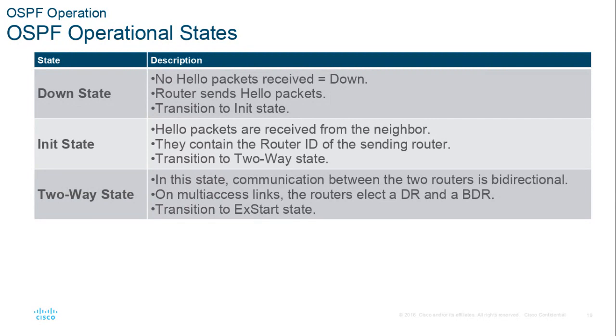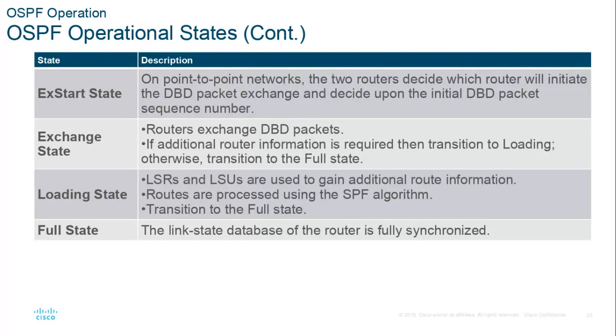So once we're at this two-way state, we've discovered all our directly connected neighbors. It's like Cisco Discovery Protocol. They have to be directly connected neighbors. At this point, when we reach the two-way state, if it's a multi-access network, we need to determine the designated router and the backup designated router so we can determine who the boss and who the assistant boss is. And then we're going to go to a state called the ExStart state.